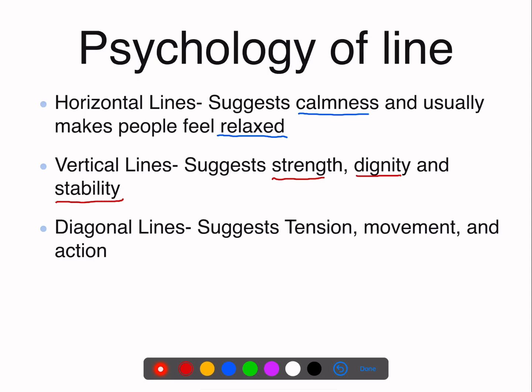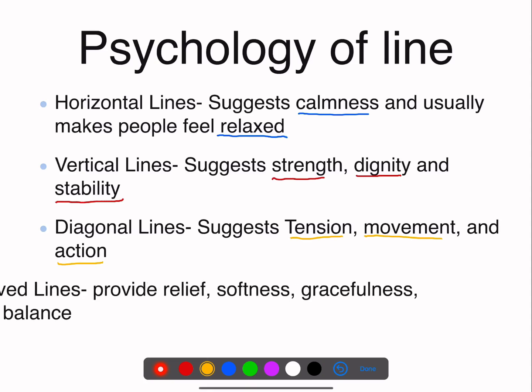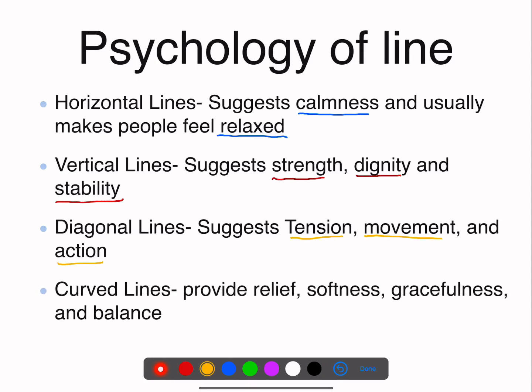Diagonal lines suggest tension, movement, and action. So if you ever think about something rolling down the hill, it's usually rolling because it's on an angle and on a diagonal axis. So we use that type of movement and momentum in our artwork by placing the elements of design on angles. Curved lines provide relief, softness, gracefulness, and balance.